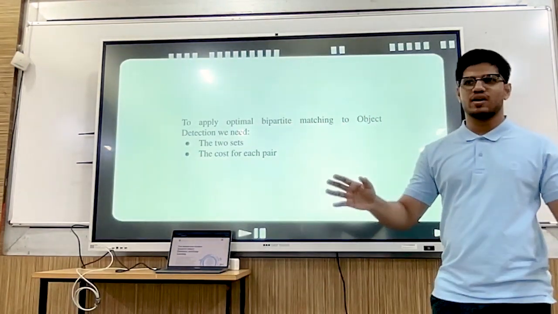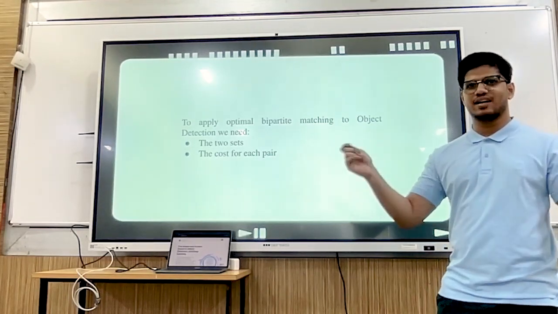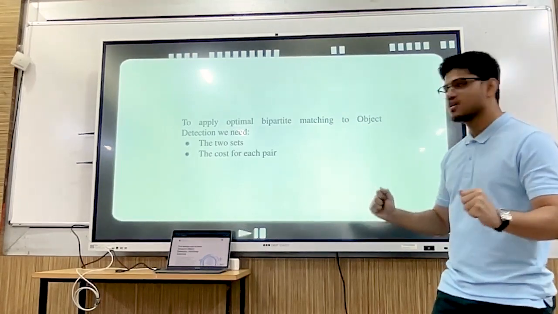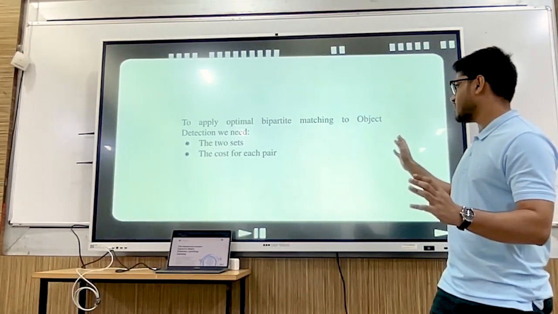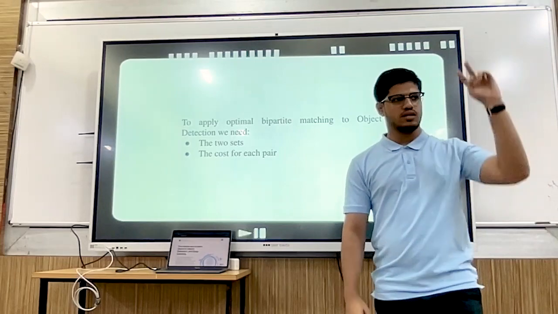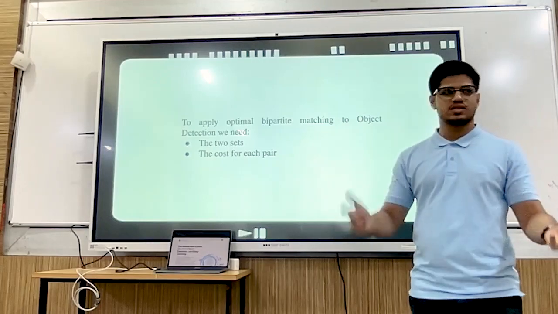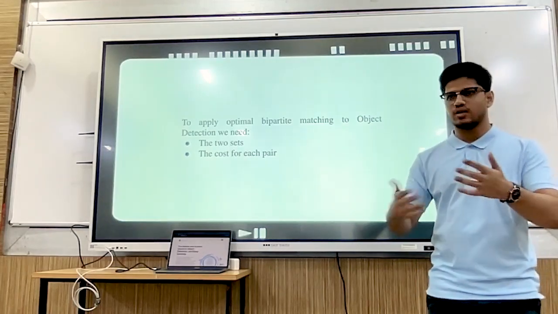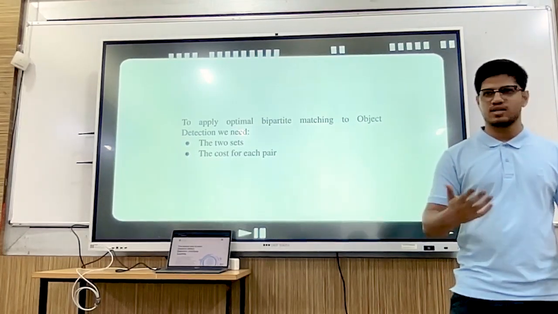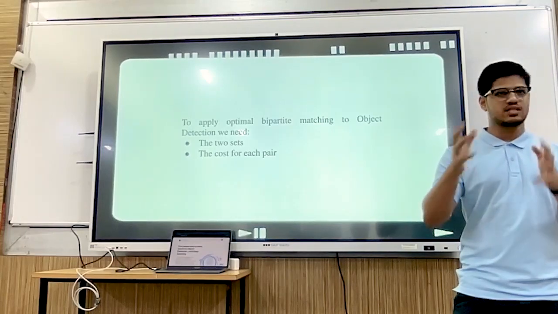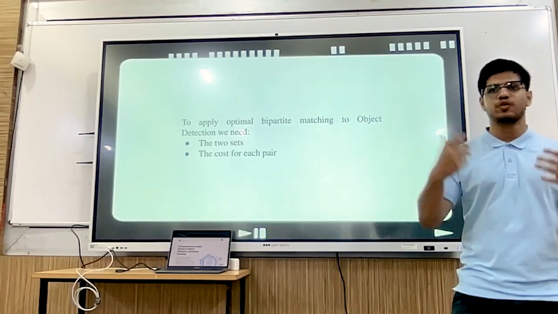Now, why is that important? We went into a lot of mathematical jargon. We went into matching and drawing lines like we used to in childhood. Why is that important for object detection? To apply optimal bipartite matching to object detection, we need two things. The two sets, jobs and workers, and the cost associated with that. That is the $20, $30 thing that you saw. But object detection won't give you those terms in $20 and $30. We need to find a way to express the cost associated with those sets in a way that is meaningful to the algorithm, right?